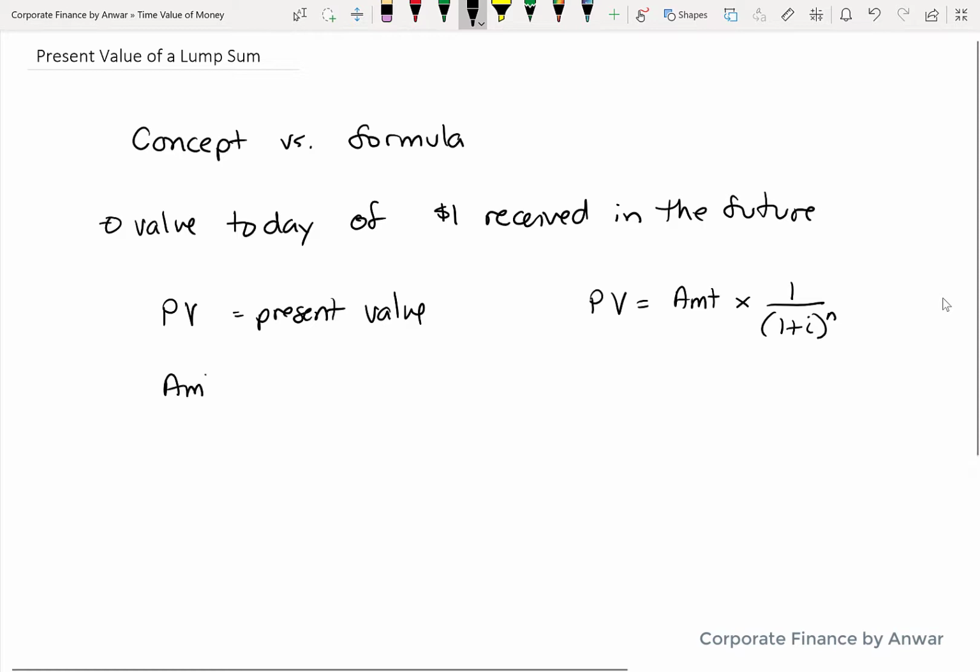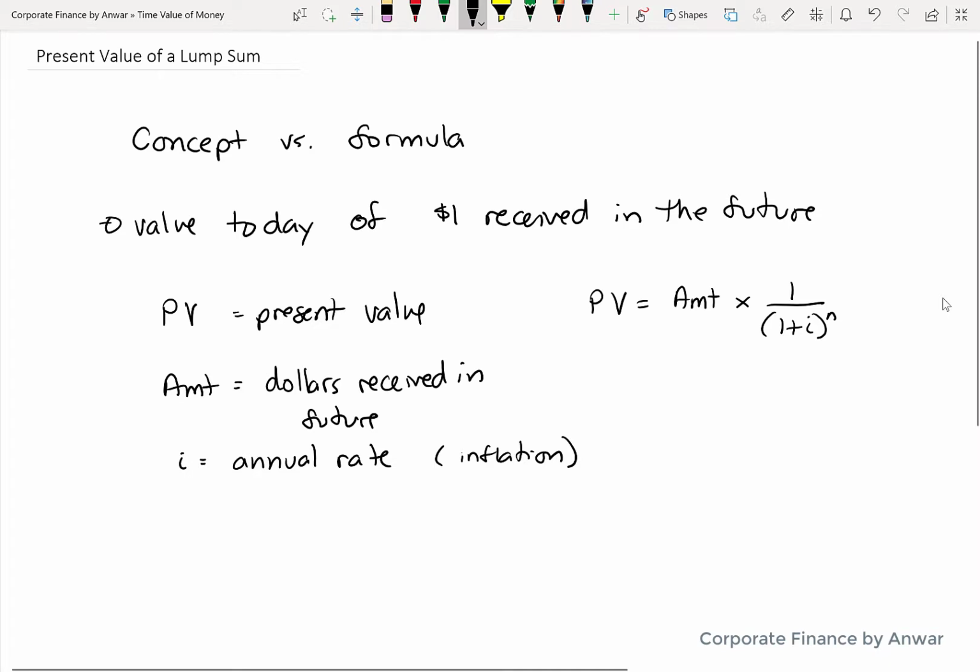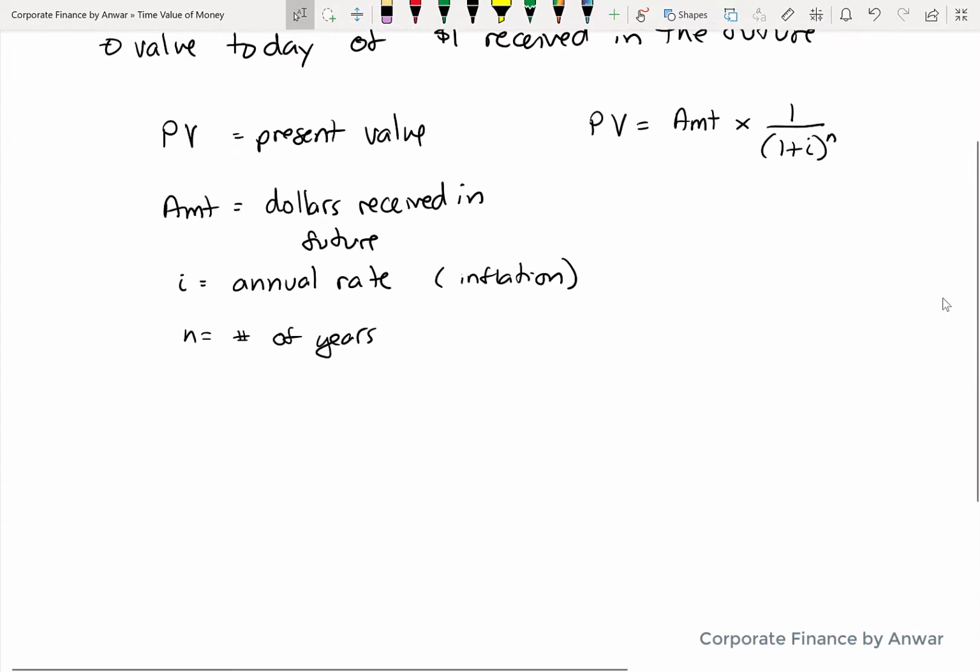As inflation happens. So the formula for this is the present value of a dollar in the future, or today's dollar value, is equal to the amount that you're going to get in the future times 1 over 1 plus i to the n. So the amount is simple. That's just what you're going to receive. i is the discount rate, which is, in this case, the inflation rate. So what you're going to do is you're going to adjust it for the purchasing power of what you can buy with that dollar in today's terms. And n is the number of years in the future that you're going to receive the money.